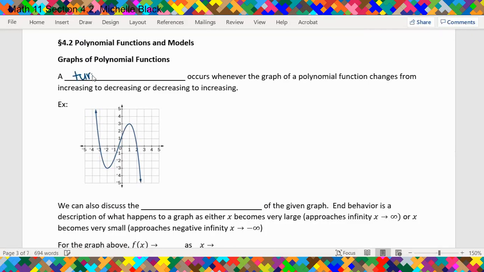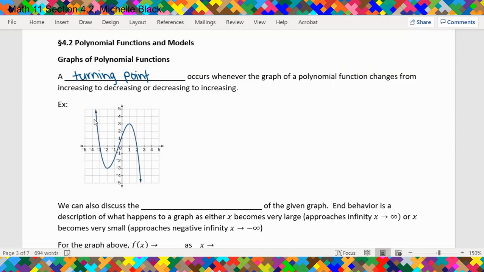A turning point occurs whenever the graph of a polynomial function changes from increasing to decreasing or decreasing to increasing. Let's look at this example we have below.